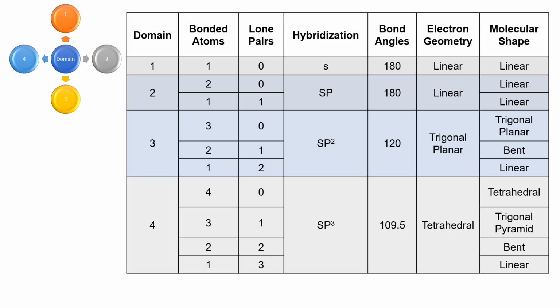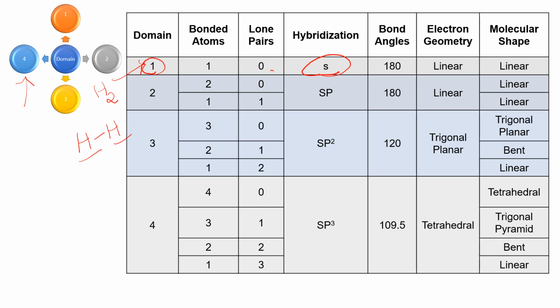So the domain number can be 1, 2, 3 or maximum up to 4. So 4 is where our octet is filled. Whenever you have a domain number 1, that means it has one bonded atom, 0 lone pairs, and the hybridization is s. The bond angle here, because it's only one bonded atom, will be just 180, and the electron geometry will be linear and the molecular shape also will be linear. The only example that really applies here with hybridization s is hydrogen, H2. So we don't usually come across that one.